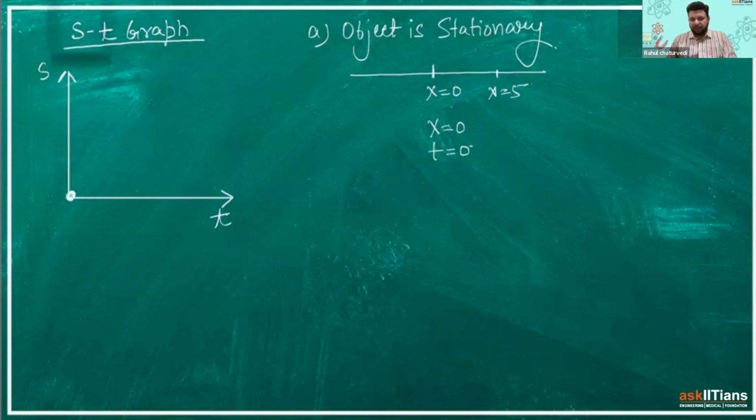If I'm saying that the object is at the same position, it is not moving. Since the object is not moving, its position will always be at x equal to 0, but time is changing. So at t equal to 0, its position is at the origin, but after some time, time will increase, but position will not change. So its graph will be along the x-axis: time is increasing, but position is not changing.